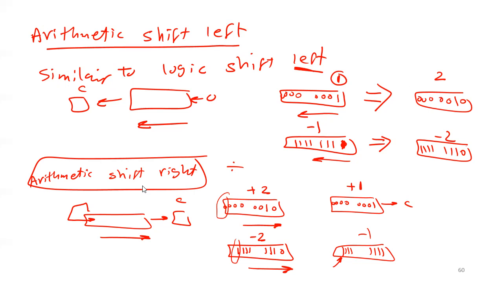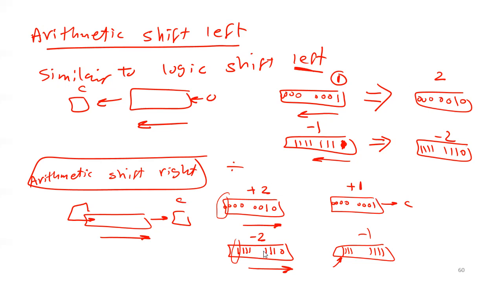Here, if your number is signed, I have to keep the sign of this number. For example, if this one is positive 2, and here this time I shift in a 0, I'm going to get positive 1. So I divide it by 2: positive 2, I'm going to get positive 1.